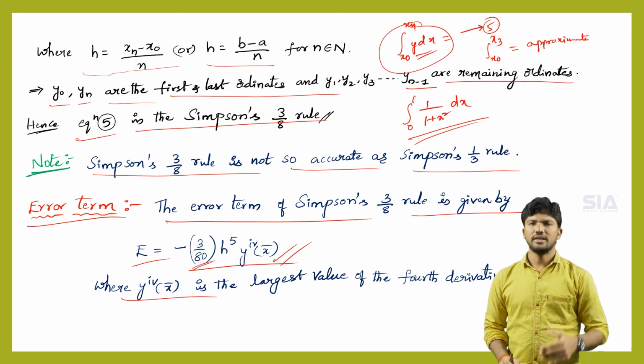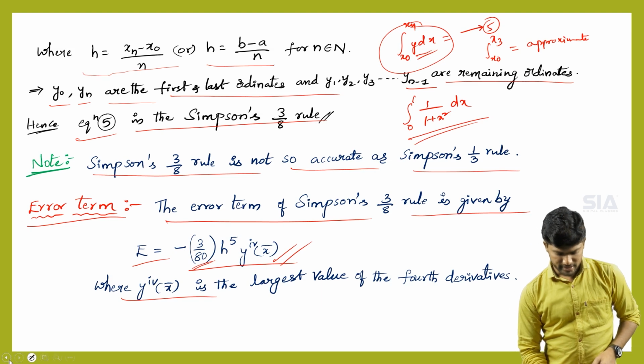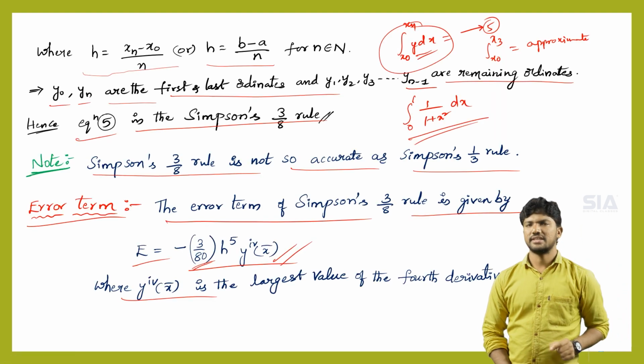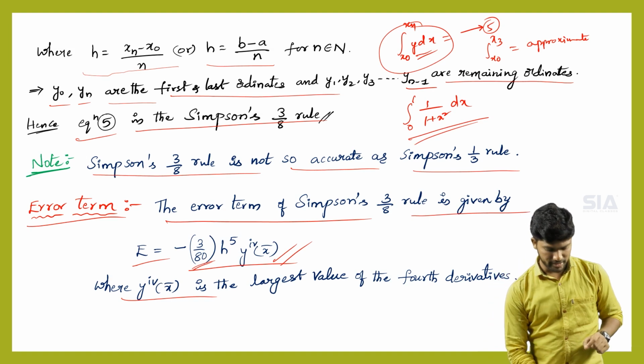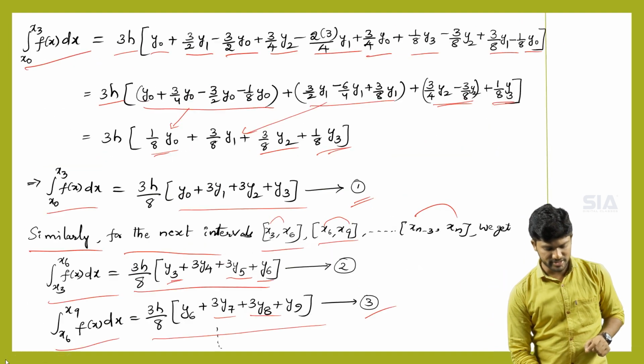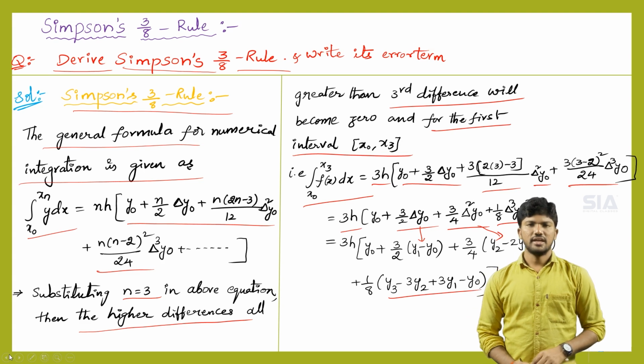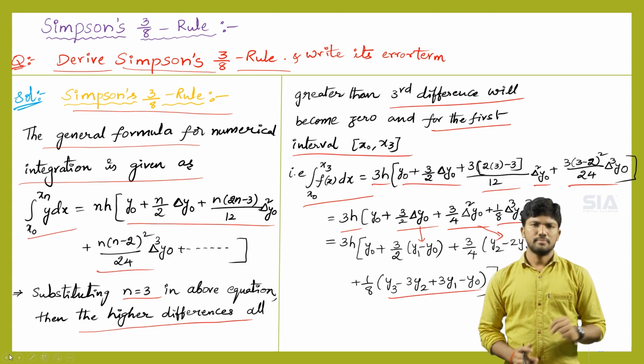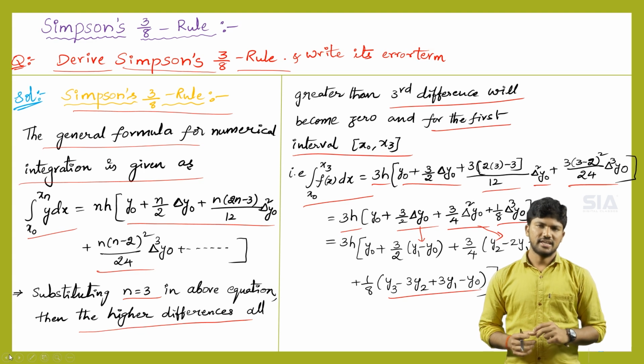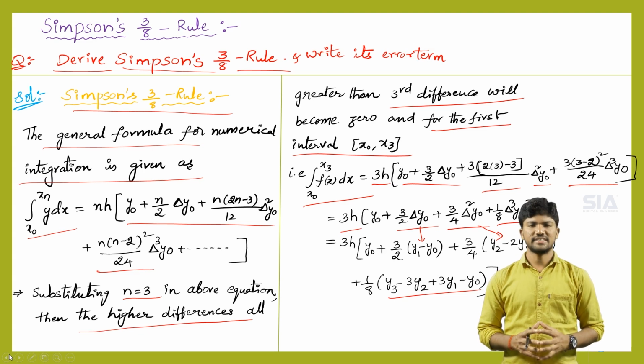సో దెన్ యూ కెన్ రైట్ ఎనీథింగ్. సో దేర్ ఫోర్ దిస్ ఈస్ ద జనరల్ డెరివేషన్ అండ్ ఎర్రర్ టర్మ్ ఇన్ ద Simpson's 3/8 rule, and Simpson's 3/8 rule is not as accurate as Simpson's 1/3 rule. Okay, so these are the Simpson's two rules based on n is equal to 2 and n is equal to 3 in the general formula. Okay, so this is the total explanation of this theorem.